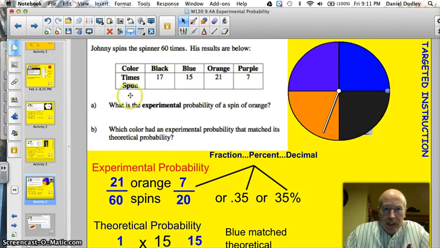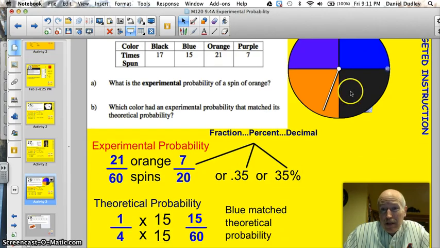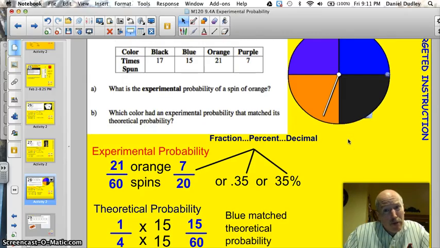All right, well, he had a total of 60 spins. They did that for us, so I didn't have to count. And there were 21 orange. So 21 orange out of 60 spins. If I reduce that down, I divide by 3, I get 7/20. Or 0.35 as a decimal, or 35%. So I got these three ways of expressing that probability experimentally. I like using the percent, so 35% of the time he spun orange. Think about that theoretically. It really should have only been 25%, right? It's a 1 in 4 chance.